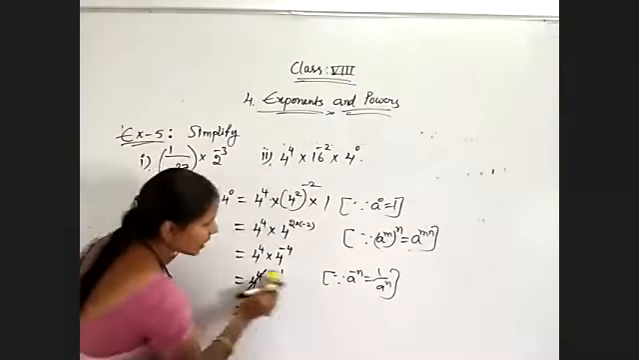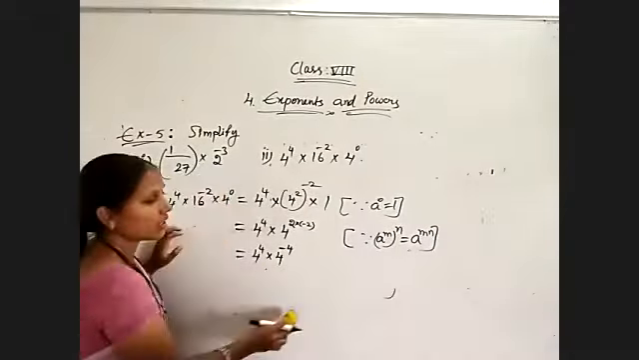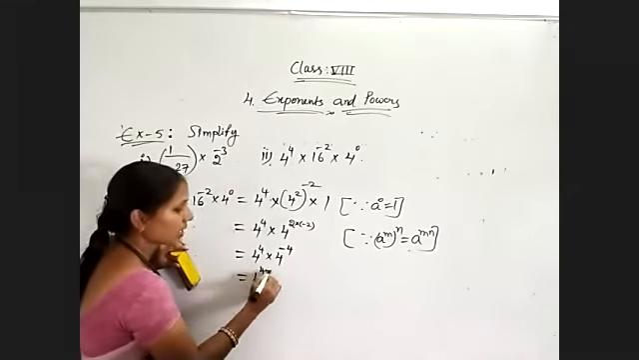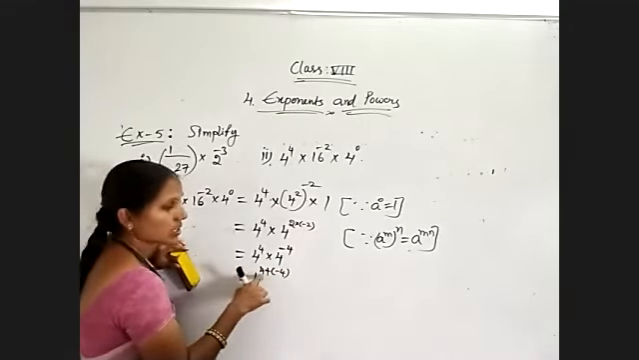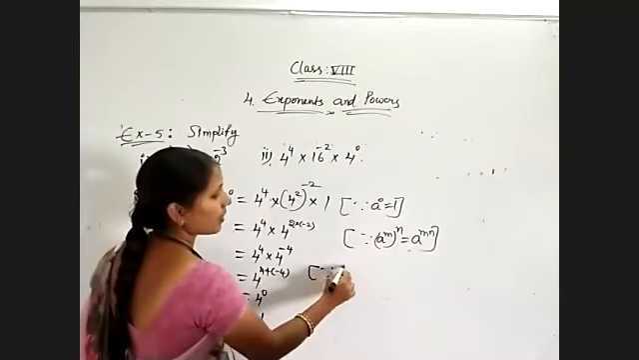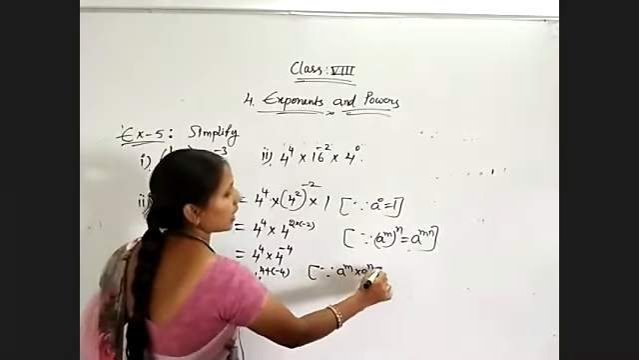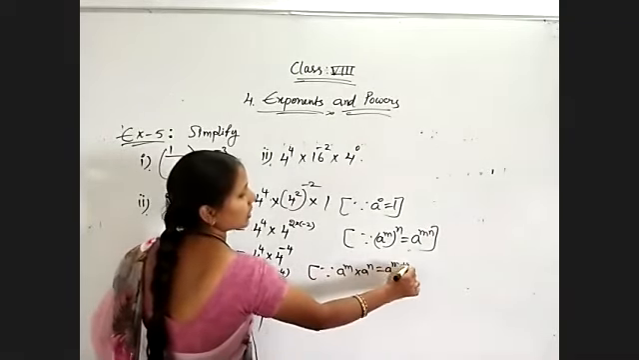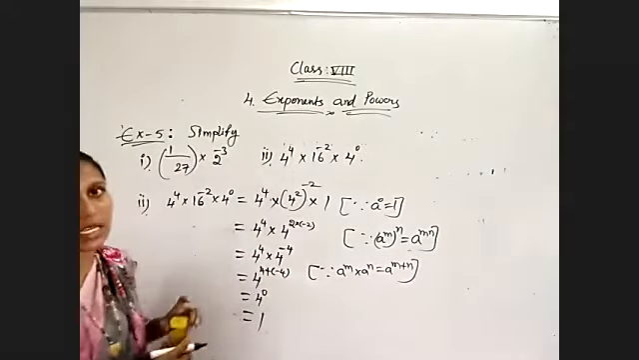Otherwise, here we can use another formula instead of the inverse. For the same bases, we add the exponents, that is 4 plus minus 4. The sum of additive inverses, that is 4 to the power of 0, we will get. 4 to the power of 0 is 1. Here we are using the formula a power m into a power n is equal to a to the power of m plus n. Anything we can use, that is our wish.